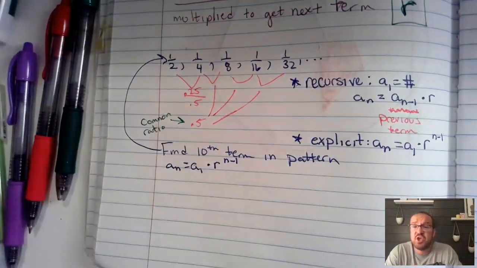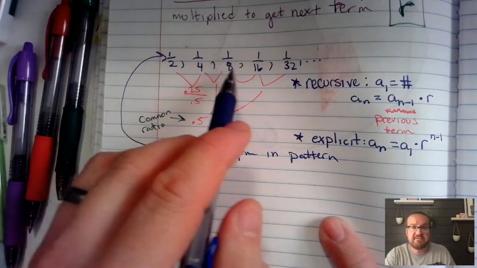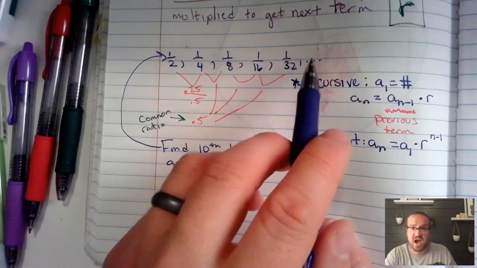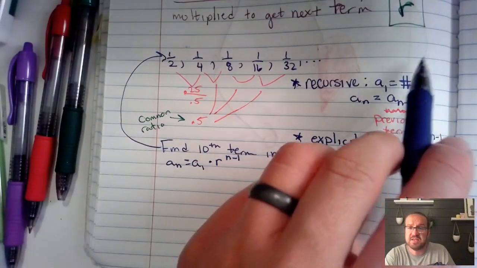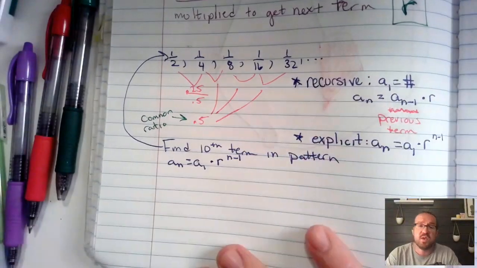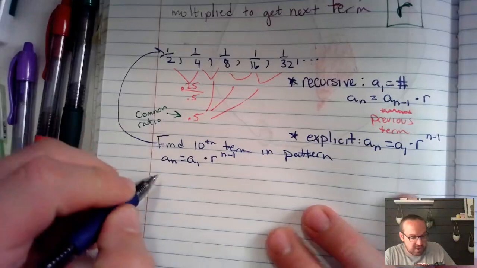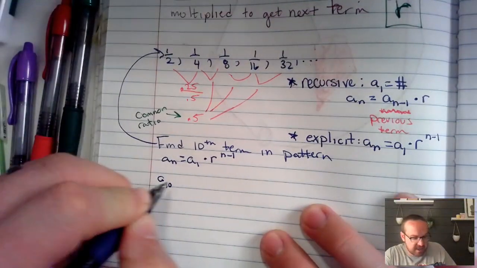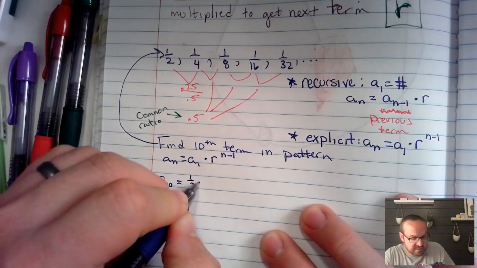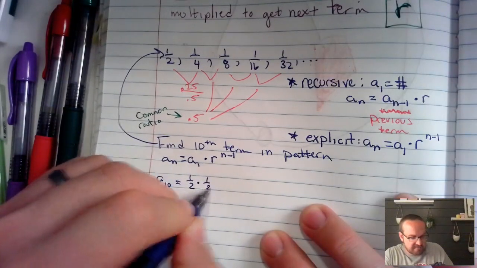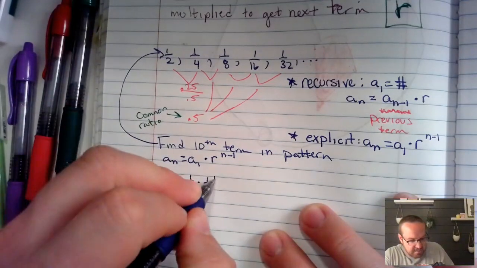Now, again, you don't have to use this formula. I already have 5 terms. I could find the 6th, the 7th, the 8th, the 9th, the 10th, without even using this formula. But if I'm going to use it, a sub 10 equals the first term, which was just a half, times, remember it was 0.5, that was my common ratio, raised to the 10th minus 1.